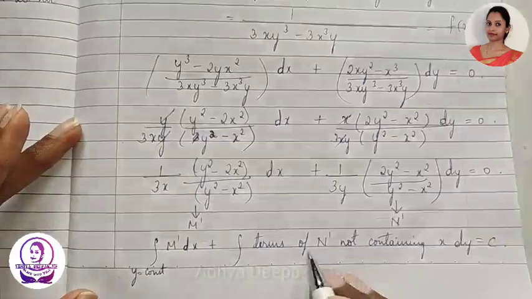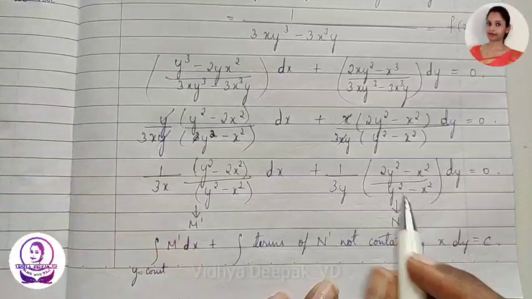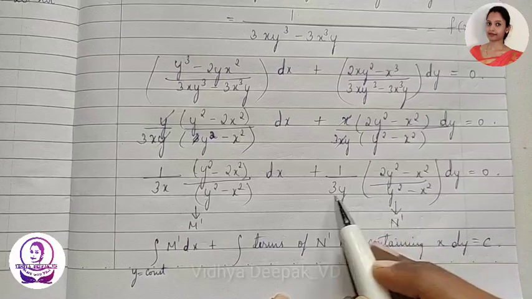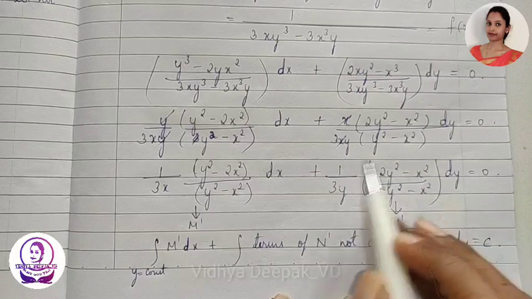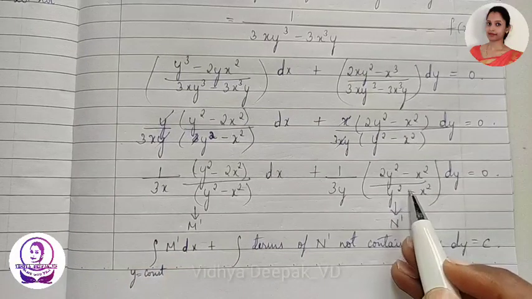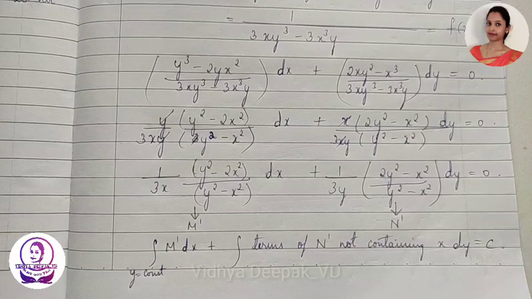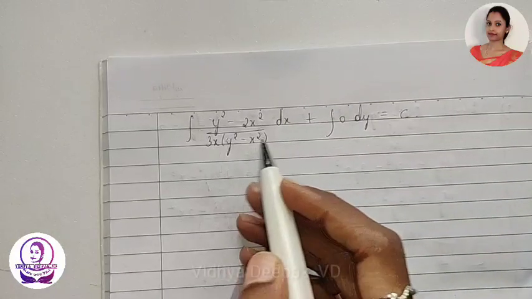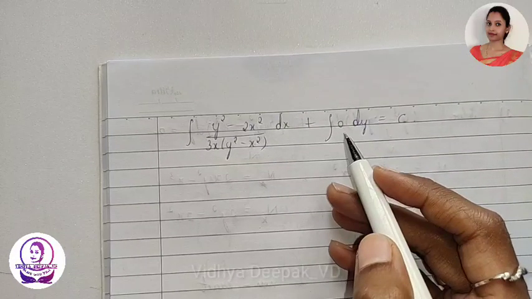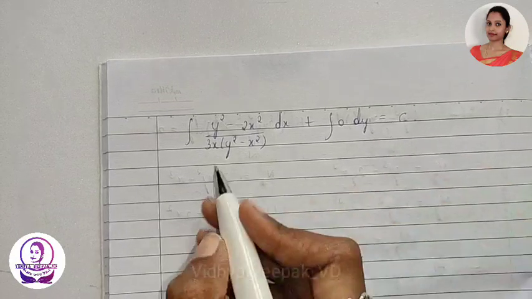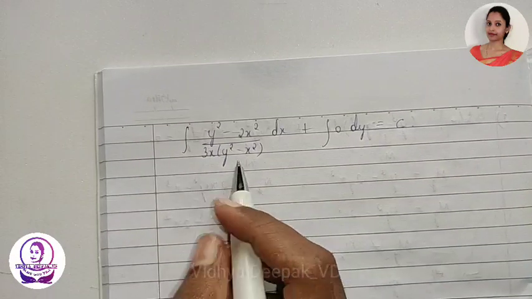Terms of n not containing x. So here do we have any term? Since it is multiplication, this comes along here, so we have only one term here. Everything is containing x. So this becomes integral 0 dy is equal to c. So we have integral of m dash dx plus integral of terms of n, we don't have anything which is not containing x, dy is equal to c. Here we'll consider y as a constant.